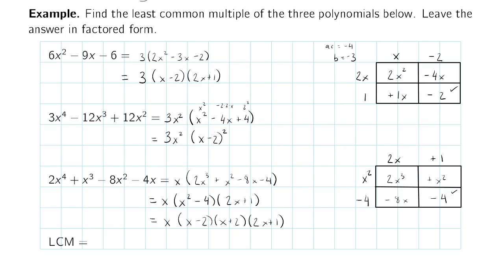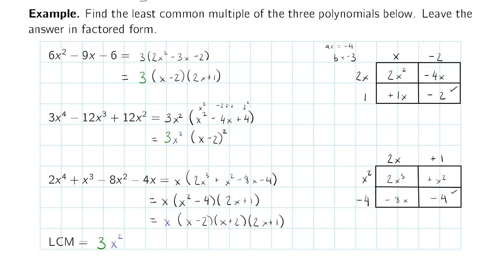So I'm going to look at numeric factors first. It looks like I have a factor of 3, 3, and no numeric factor in the third one. So the least common multiple of those is going to be a 3. Next, I'm going to look at monomial factors of x. Nothing in the first one, x squared in the second, just x in the third. The highest power of x is x squared.